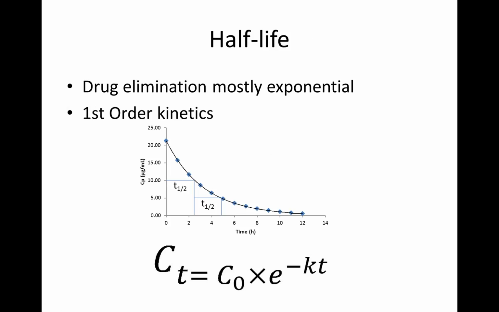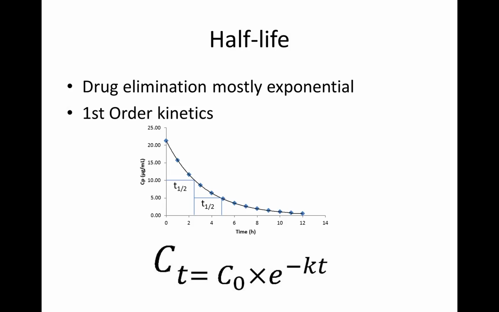Drug elimination mostly occurs exponentially, such that the amount of drug eliminated per unit time decreases as the concentration of drug remaining in the body decreases. However, a constant proportion of the drug concentration is eliminated over time, which is why it takes the same amount of time to halve an initial drug plasma concentration as it does to take some subsequent plasma concentration down to half, as you can see on this graph.